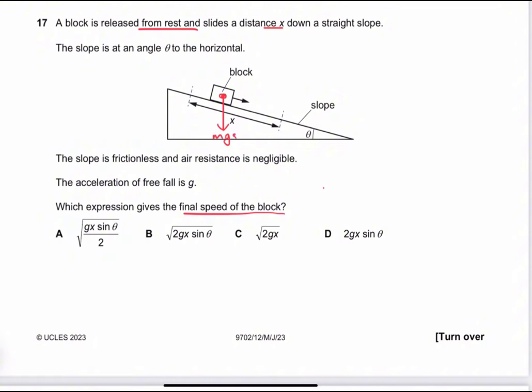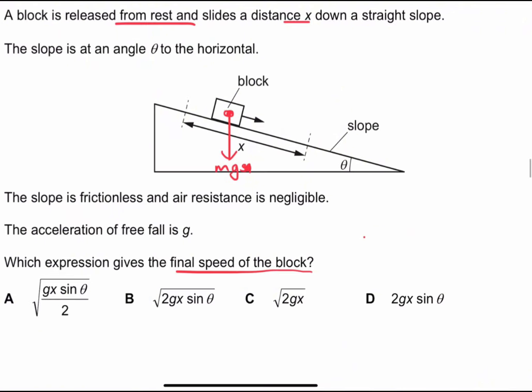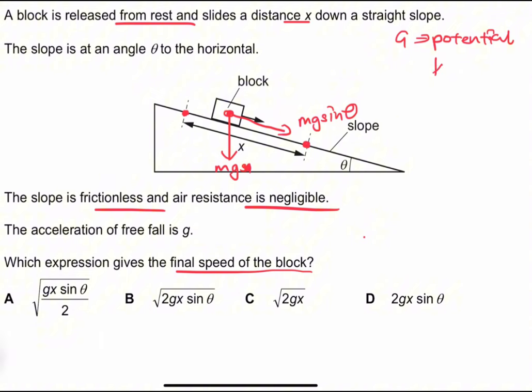So this is mg here. And the component of this weight in this direction is mg sine of theta, acting down the slope. But we don't have any friction, we don't have any air resistance. But the potential is actually changing. The height is changing as we move from a higher height to a lower height, meaning that our gravitational potential energy is decreasing.